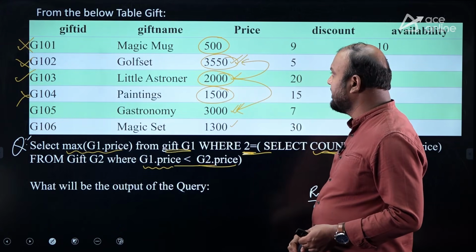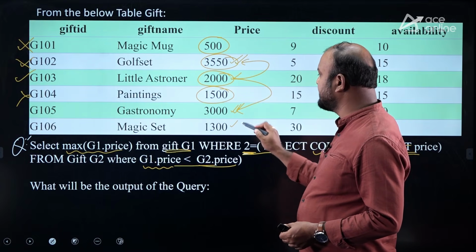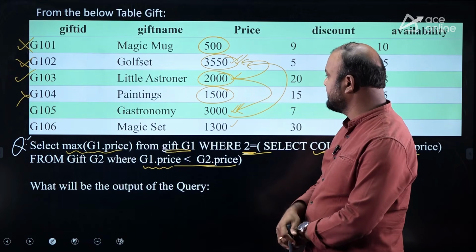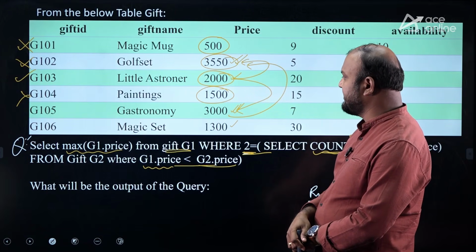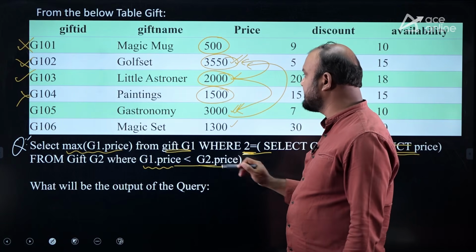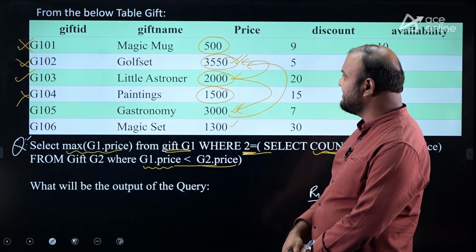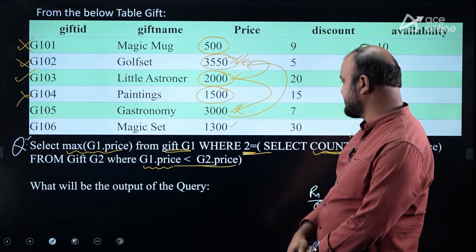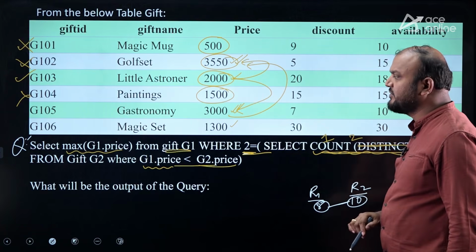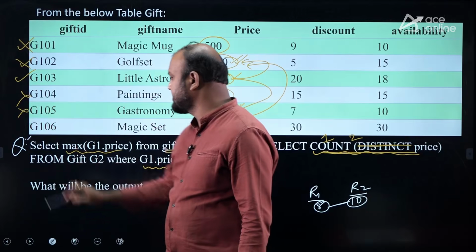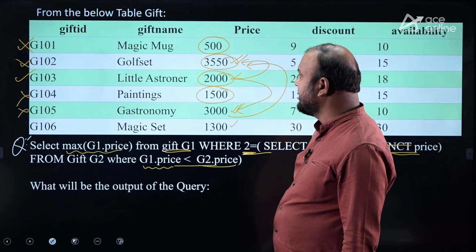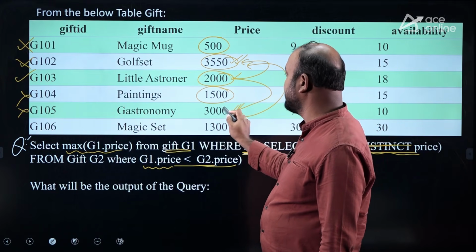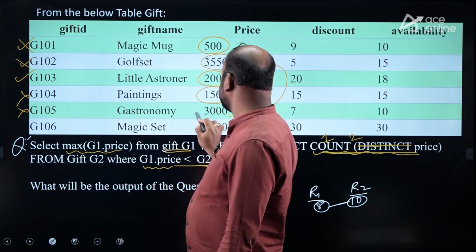Okay. And when you look at 3000, 3000 is less than 3550, that's it. 3000 is less than 3550 because G1 price less than G2 price, but not less than anyone else. So that count will be 1, and 2 equal to 1 is wrong. So this record will not be in the output, okay. And the last one, sorry, 1500, 3000 is not in the output.